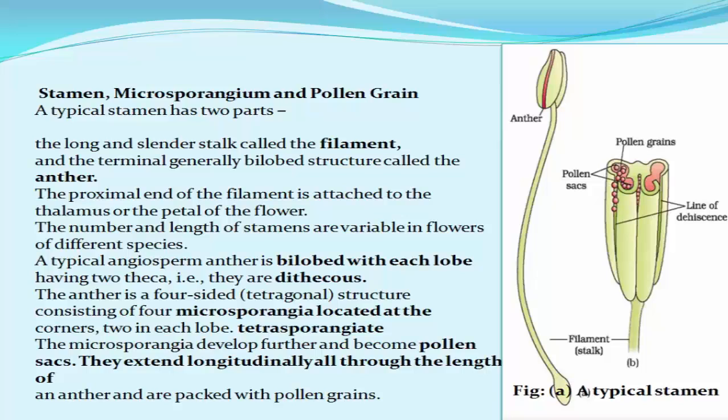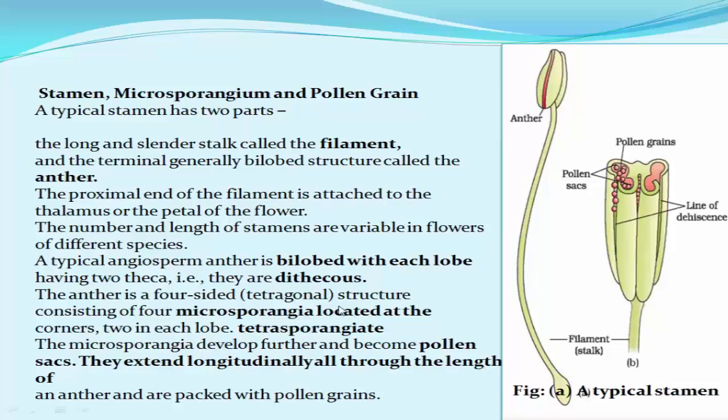This represents sporogenous tissue, and that sporogenous tissue undergoes microsporogenesis and gives rise to the development of the pollen grain or microspore. That is why the sentence here, the microsporangia develop further and become pollen sacs. Once the microsporogenesis is completed, entire sporogenous tissue is converted into pollen grain. Now the same structure is referred as pollen sac.